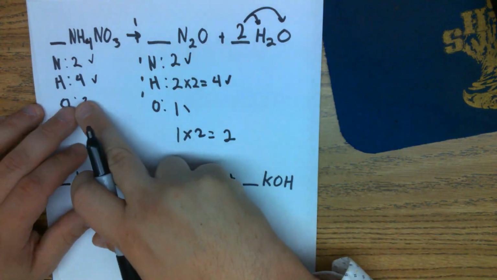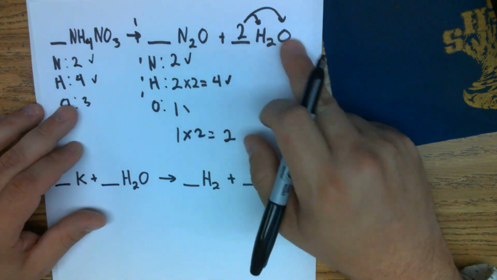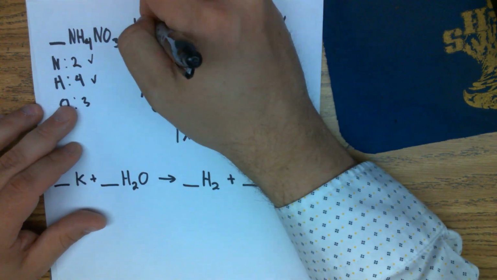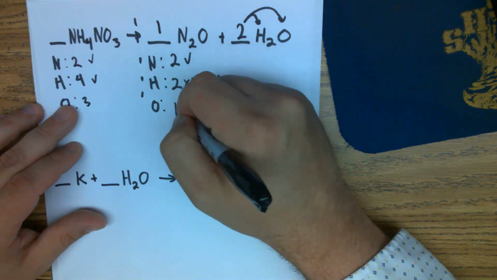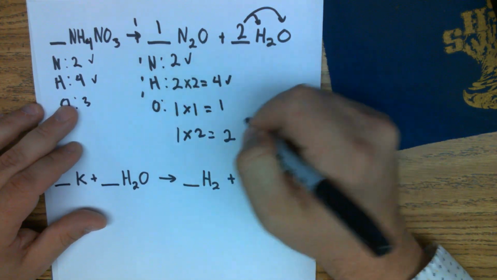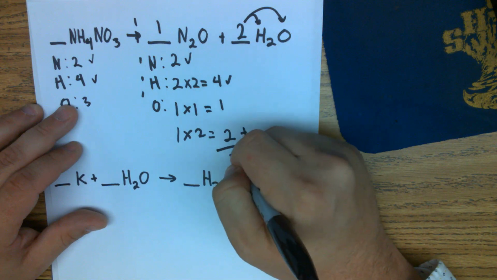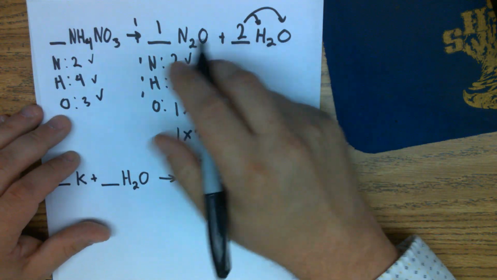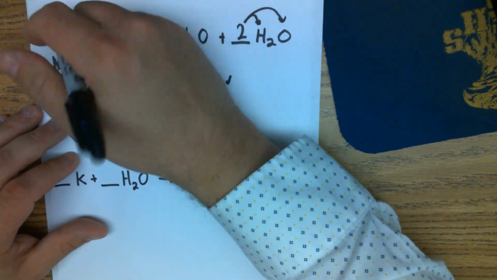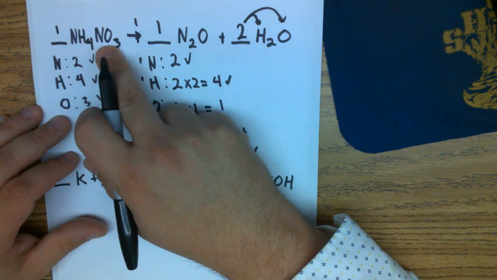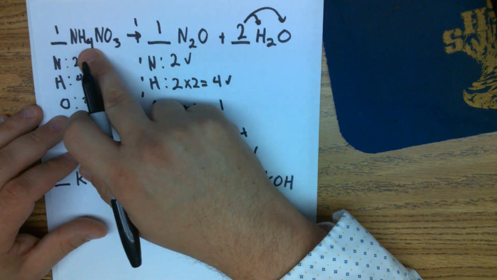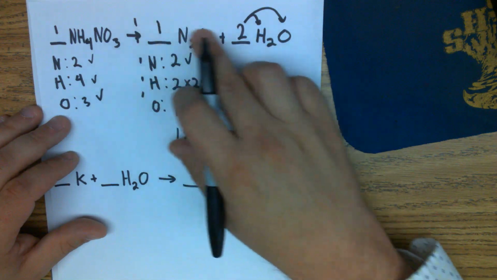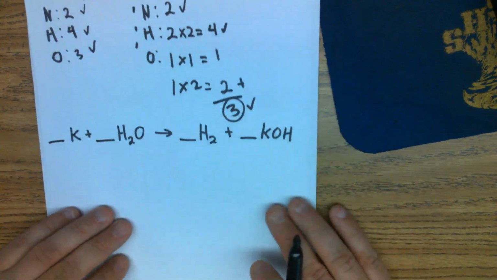And if we look at oxygen, we have 3 here. We have 2 times 1, 2, plus the 1 here. So we can put a 1 in front so we don't have to change that number. So if we do this times 1, we'll get 1. So we can add this together and get a total of 3. So this is the balanced equation. We can leave these blank or fill in ones. So 1 NH4NO3, 1 N2O, and 2 H2O. So that's our coefficients, 1, 1, 2. All right, let's look at the next one.